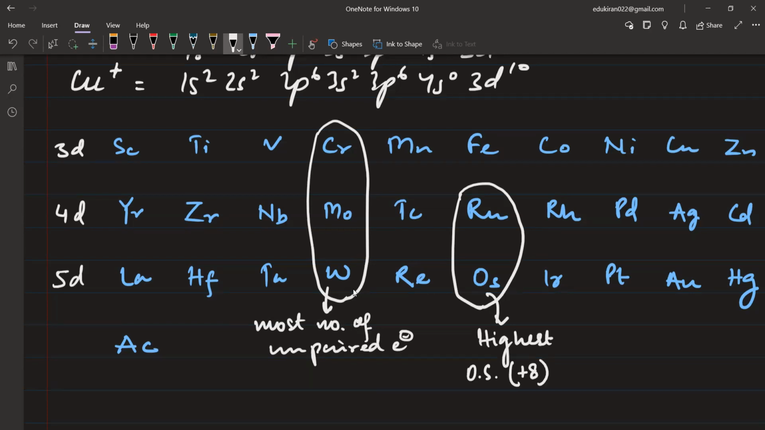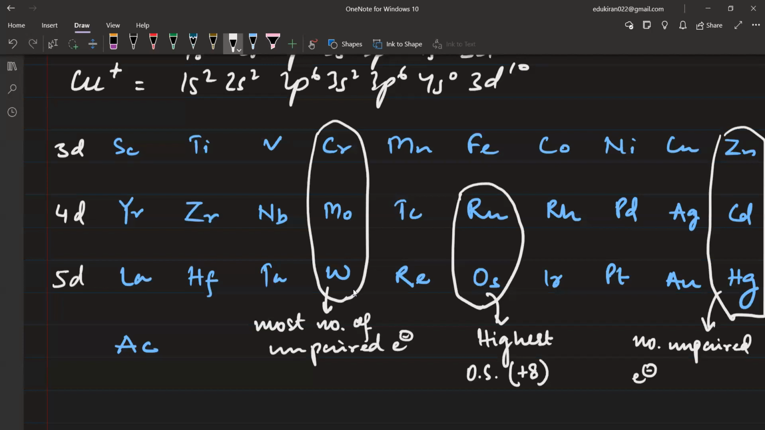Now we already know about Zn and CdHg. These are not transition metals because they don't have any unpaired electron in the d subshell. Actually, this was the basic introduction of the transition metals.